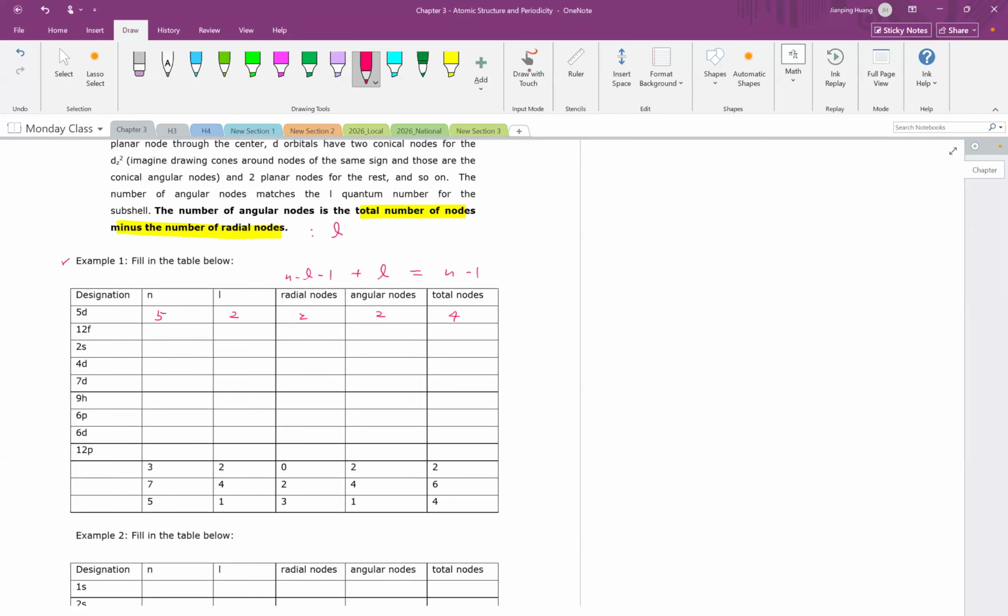Any question? Now, let's move on. 12f. N equal 12. L equal what? 3. 12 minus 3 minus 1, 8. L equal 3. The total equal 11. Right?